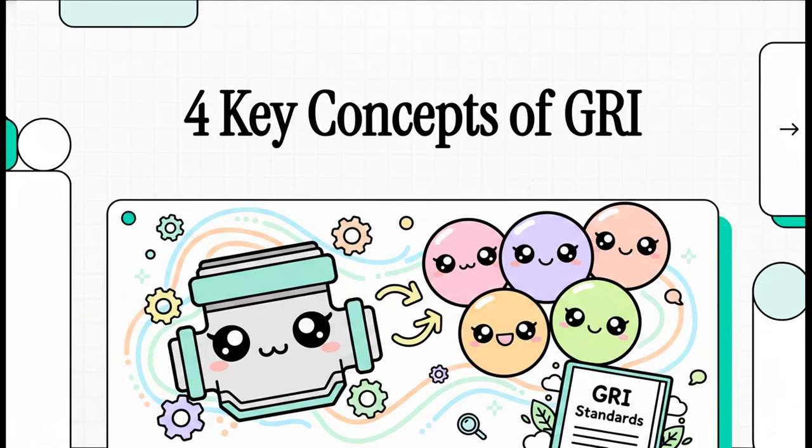Have you ever wondered how we can actually tell if a company is making the world a better place, or maybe a worse one? Well, it all comes down to transparency. Today, we're going to break down the four core concepts from the GRI Standards. Think of them as the engine that powers real corporate accountability. Let's get right into it.